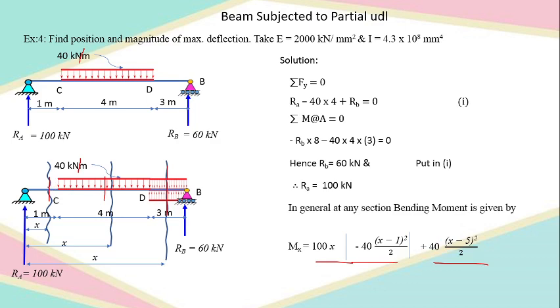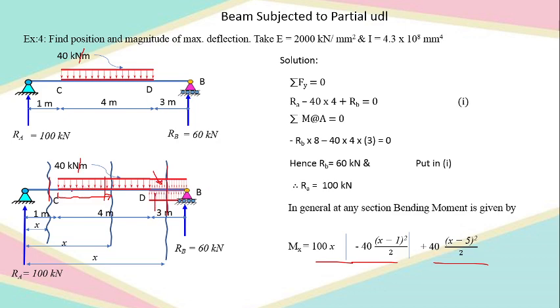So what I did is, I took various sections, and about that section I am going to take a moment. So here for this, 100 into x, for this UDL for this second span 40 into (x minus 1) whole square by 2, and this is valid for how much length? From x equal to 1 to x equal to 7, or rather we can say 8. What is another thing remaining? The UDL of this. Here I don't have to take a separate moment for this, because this has been carried out from C to B now.